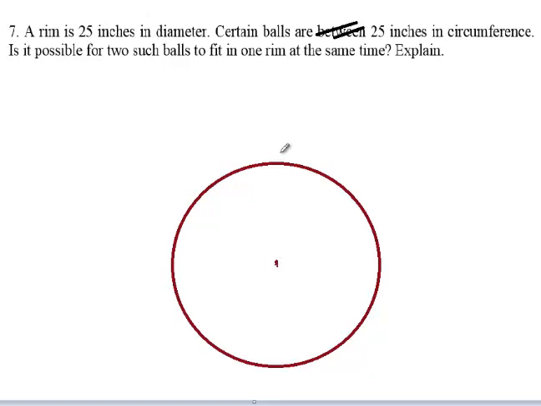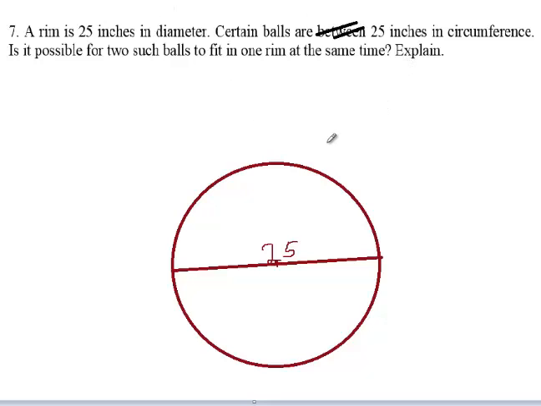Let's say this is the center. And you would make any line that goes through the center, and this is 25 inches long. So the question is, if you have these two little balls, how wide are they? How big are they? Now, the only thing we know about them is that they're 25 inches in circumference.